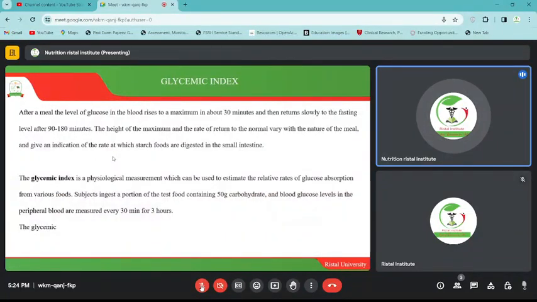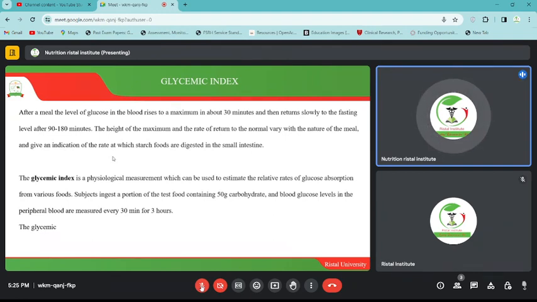Then we finally get to what we call the glycemic index. After a meal, usually, the level of glucose in your blood rises to a maximum in about 30 minutes. That clearly indicates absorption and digestion taking place. Once you've eaten your food, let's say bread, porridge, some fruit juice, or tea that has sugar, the process of digestion will take place, and the end product of carbohydrate digestion is glucose.